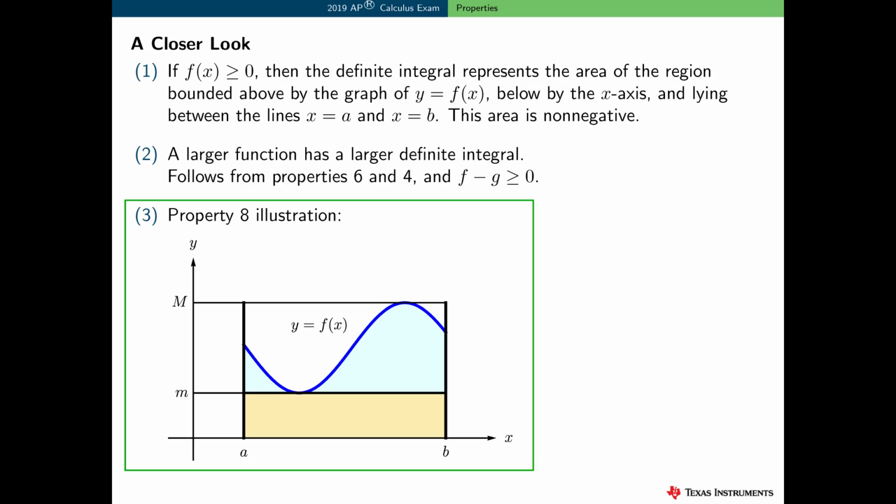And property 8 is illustrated in this figure. If f is continuous, take small m and capital M to be the absolute minimum and maximum values of f on the closed interval a to b. In this case, property 8 says that the area under the graph of f is greater than the area of the rectangle with height small m and width b minus a, and less than the area of the rectangle with the same width and height capital M.